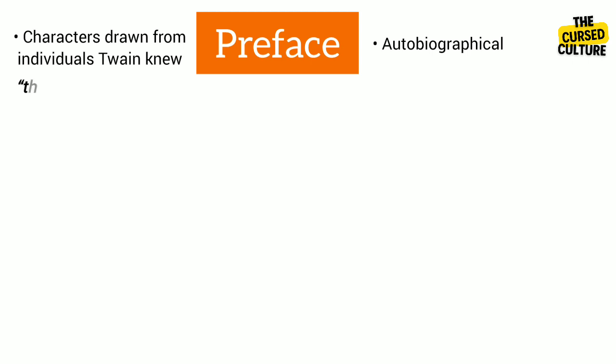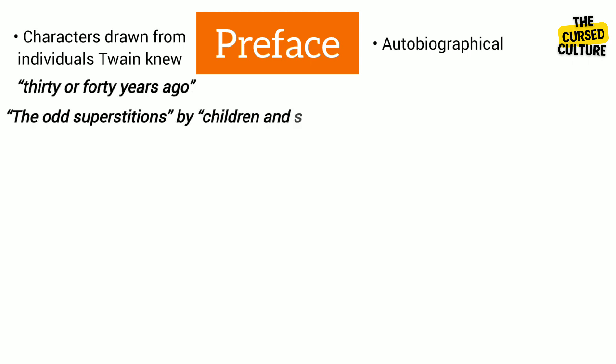In the preface, Mark Twain discloses the autobiographical origins of the narrative events. Twain clarifies that the characters in the novel are drawn from individuals he knew during his upbringing 30 or 40 years ago. The odd superstitions portrayed in the novel are also reflective of those held by children and slaves in the West at the period of this story.